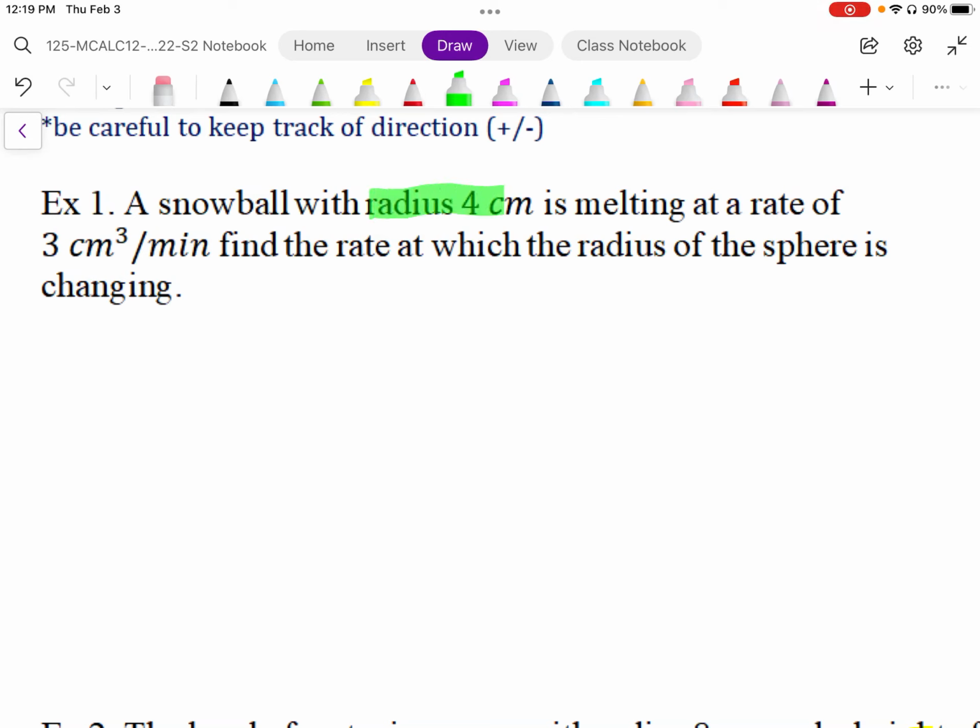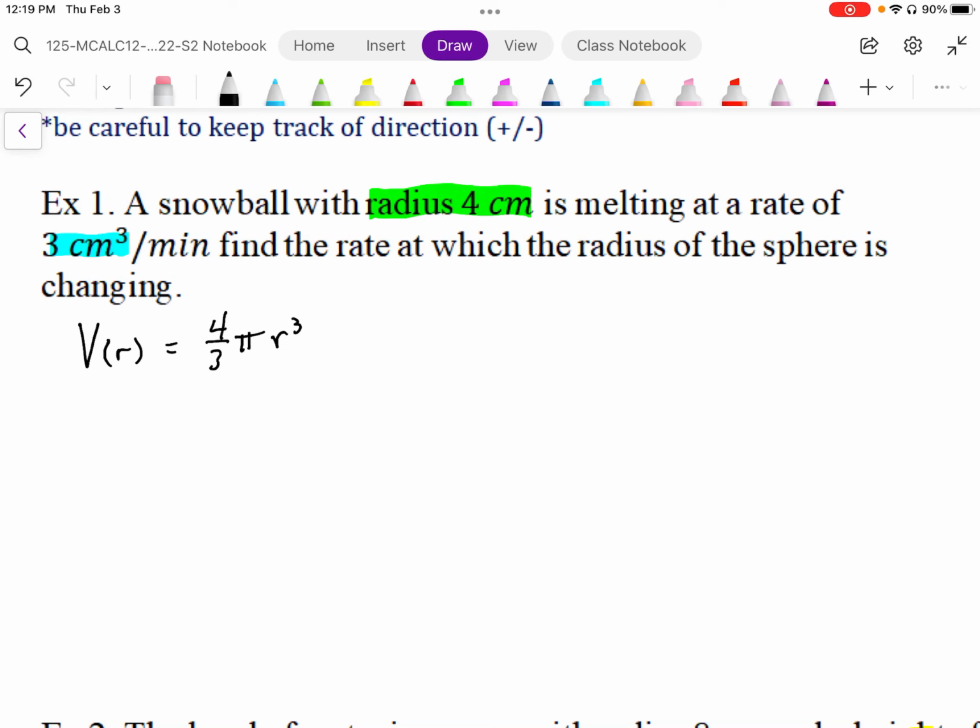So we have a radius of 4 centimeters. We have the volume expression. We have volume here, so we need to connect that. And we're going to do that through the volume of a sphere formula. So the volume of a sphere formula looks like this. The volume as a function of radius is going to be 4 over 3 pi r cubed. Okay, so this is volume as a function of radius. So that's the very first thing we're going to do.